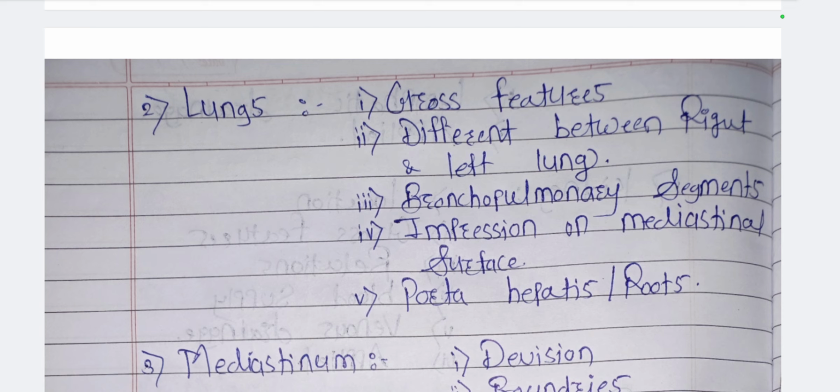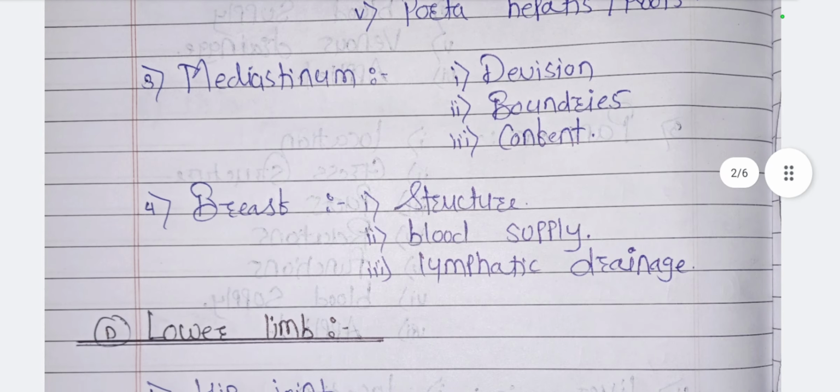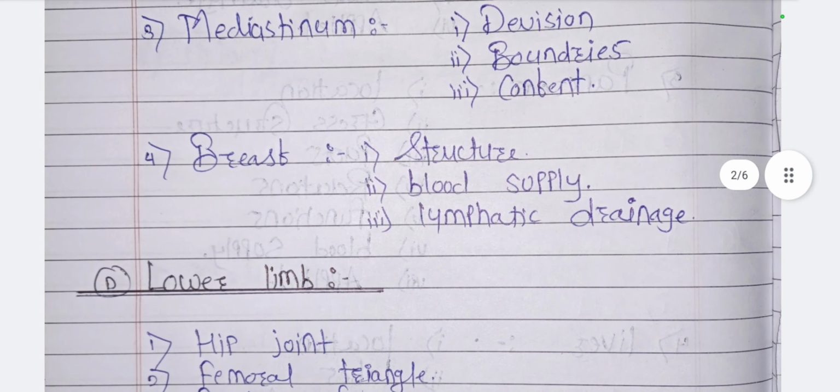Then mediastinum, first one is divisions, then boundaries of each division and content. That means each division में कौन से कंटेंट आते हैं वो. Then another one is the breast structure, then blood supply, lymphatic drainage and applied anatomy of the breast.